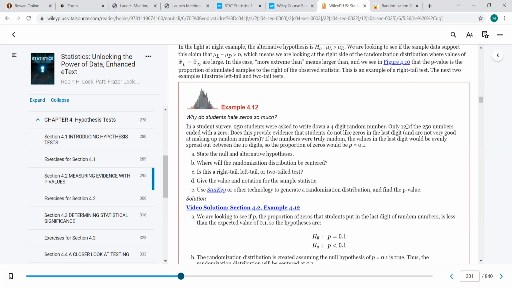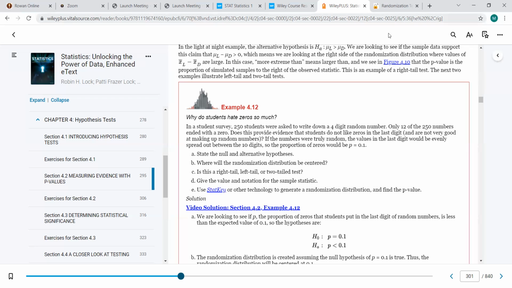So it seems like the sample is supporting it, but we need to do a hypothesis test to see if a sample like 4.8% could happen if we assume that the population is 10%. In other words, is it due to normal sampling variability that we get a sample like this? Or can we reject the null hypothesis and state that there's enough evidence to support the alternative hypothesis that the proportion of zeros at the end of 4-digit numbers is less than 10%? All right, so that's what we're going to do.